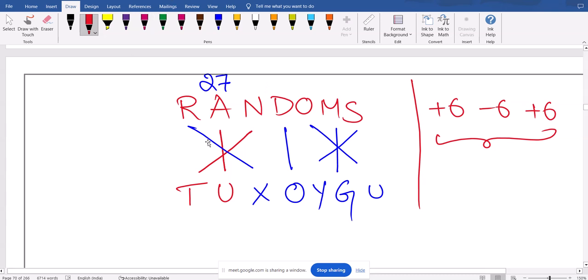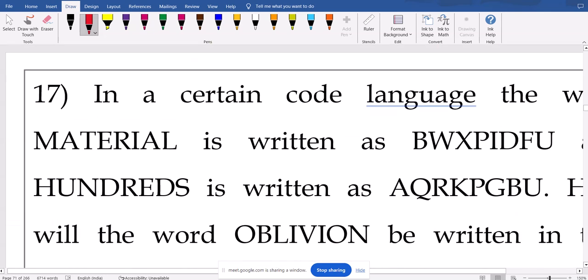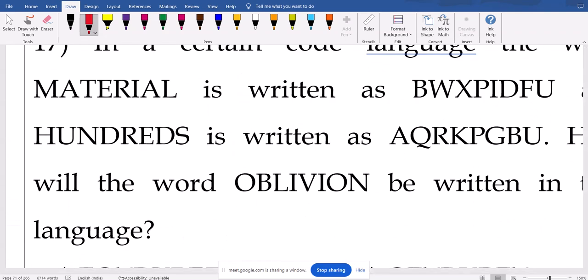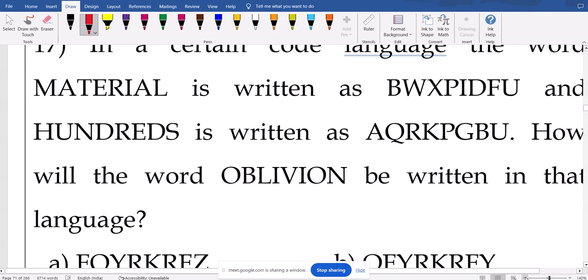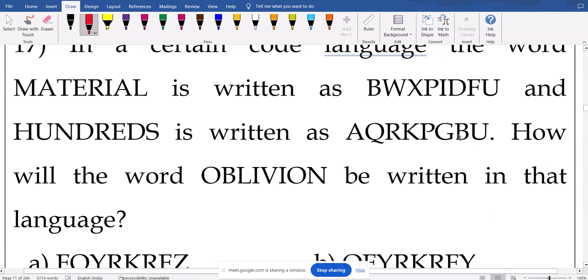There are some typical questions they are giving. Few easy questions are there, fine. You people are very good, okay, but there are some typical questions where you may lose the score. So please focus on that. Right, so let's see the next one. Material is written as BWXPIDFU.